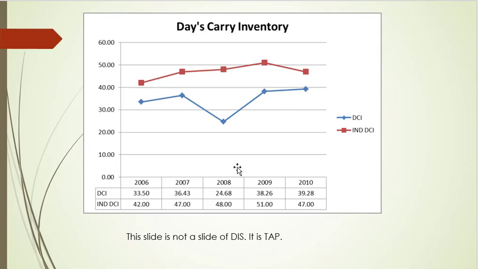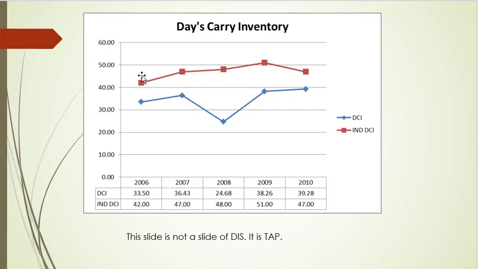So here's days carry inventory. If you look at the two companies, this particular slide is different, because if you remember, the company that I showed you in the beginning does not have cost of goods sold, and that's part of this days carry inventory. So I just want to let you know, this is not a slide for this particular company. It's another company, this TAP company.